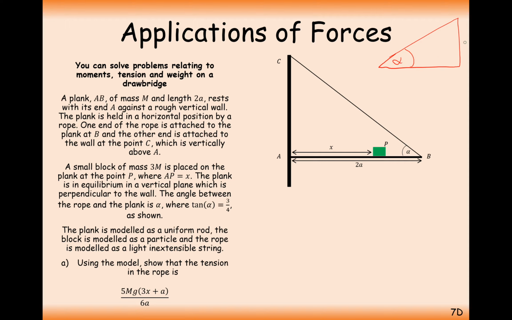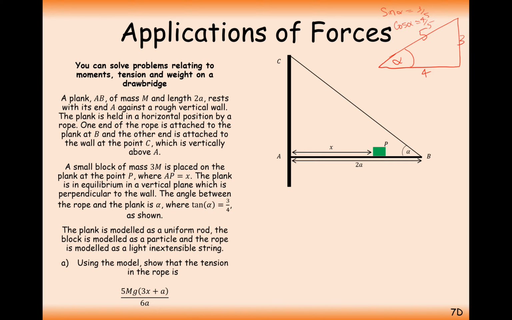Put the alpha down here. It's opposite over adjacent for tan, so the right angled triangle by Pythagoras will give me a 5 up there, so therefore sine alpha will be 3/5 and cos alpha will be 4/5. Great, okay, so let's move on to the question then. We want to, using the model, show that the tension in the rope is this expression here.